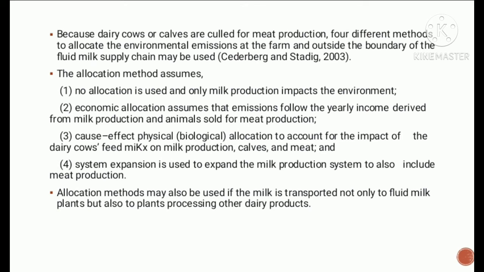Because dairy cows or calves are culled for meat production, four different methods to allocate the environmental emissions at the farm and outside the boundary of the fluid milk supply chain may be used. The allocation methods assume, first, no allocation is used and only milk production impacts the environment. Second, economic allocation assumes that emissions follow the yearly income derived from milk production and animals sold for meat production. Third, cost-effect physical allocation to account for the impact of the dairy cow's feed mix on milk production, calves, and meat. And fourth, system expansion is used to expand the milk production system to include meat production. Allocation methods may also be used if the milk is transported not only to fluid milk plants but also to plants processing other dairy products.